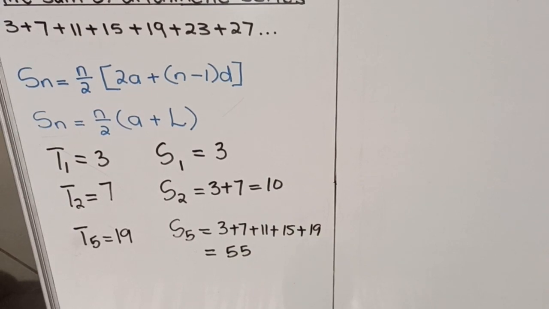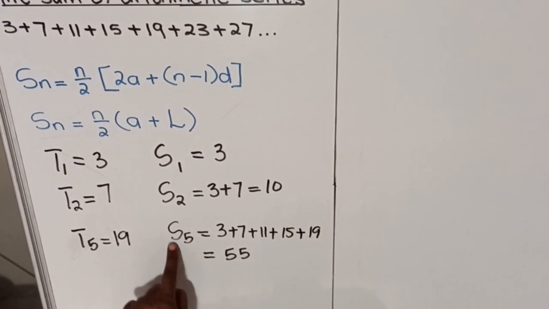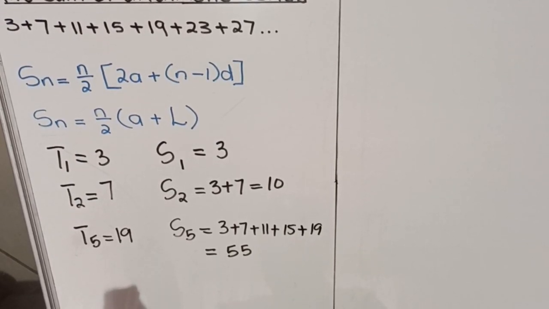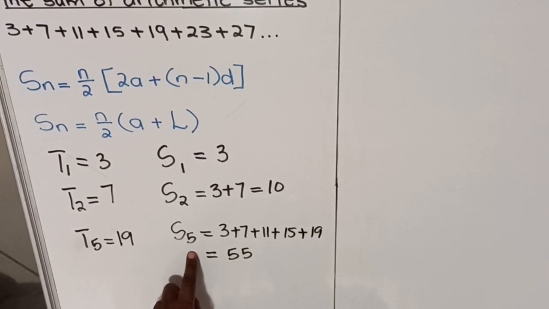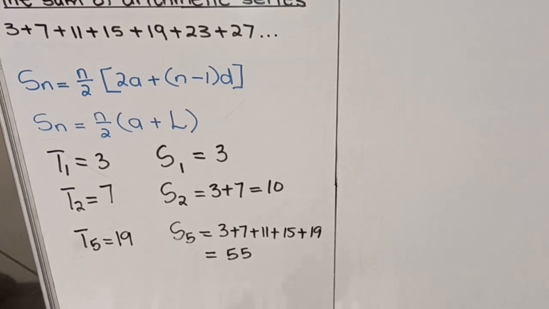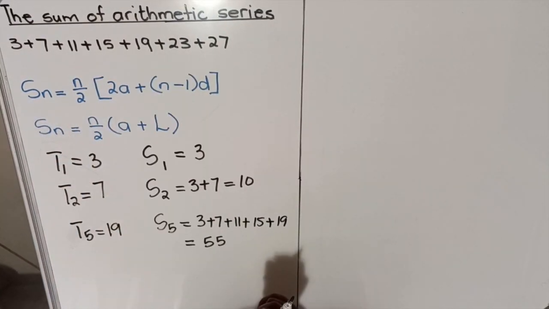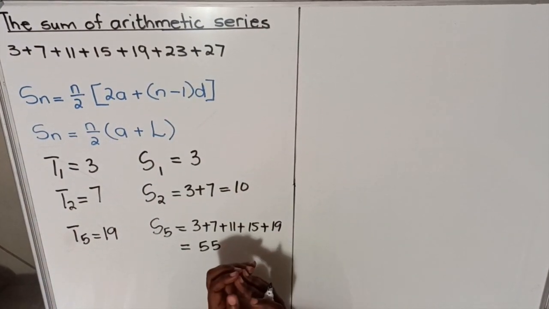So this is how term 5 and S5, sum 5, differ. Term 5, you go to that term. Which term is the fifth one? That's 19. S5, you add the first 5 terms. That's 55. When we look at our series, we have 1, 2, 3, 4, 5, 6, 7 terms.